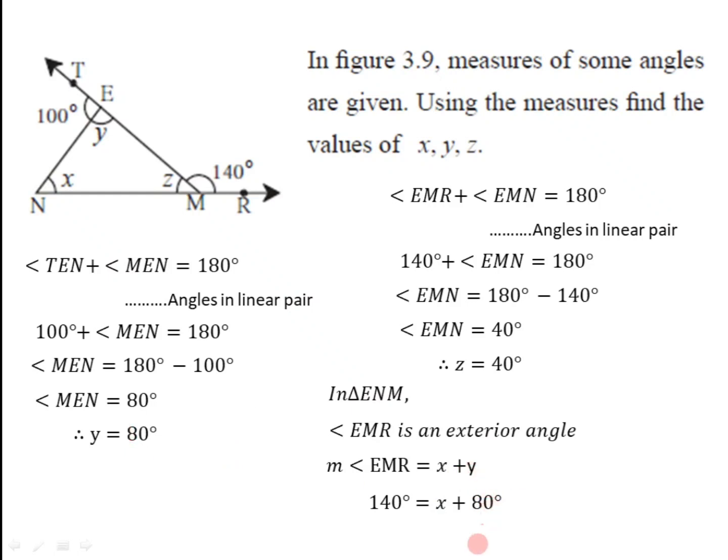If we transfer 80 to the left hand side, it will become 140 degrees minus 80 degrees, that is equal to 60 degrees. We get x is equal to 60 degrees. So these are the values of x, y and z. That is, x is equal to 60 degrees, y is equal to 80 degrees, and z is equal to 40 degrees, which are the angles of triangle ENM.